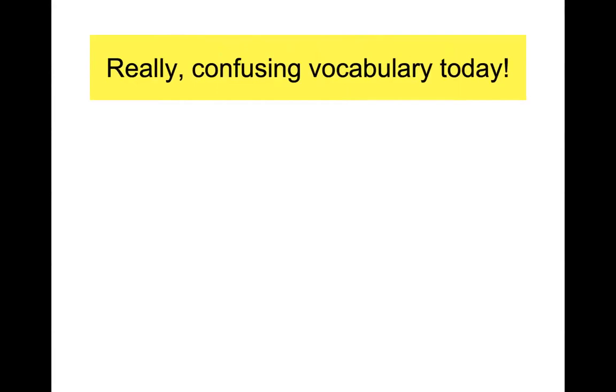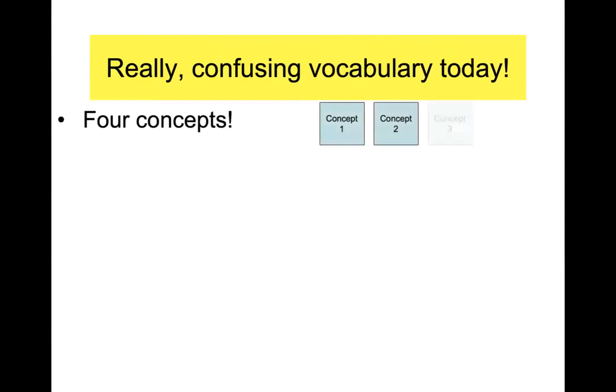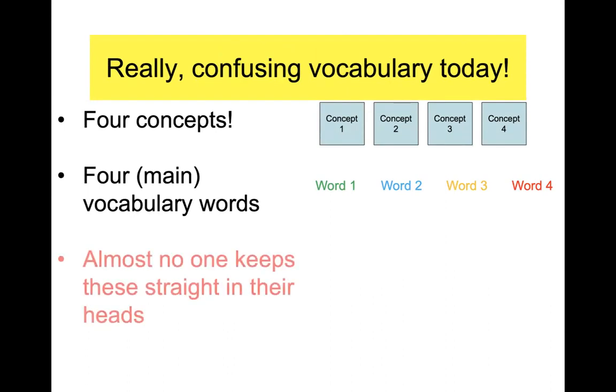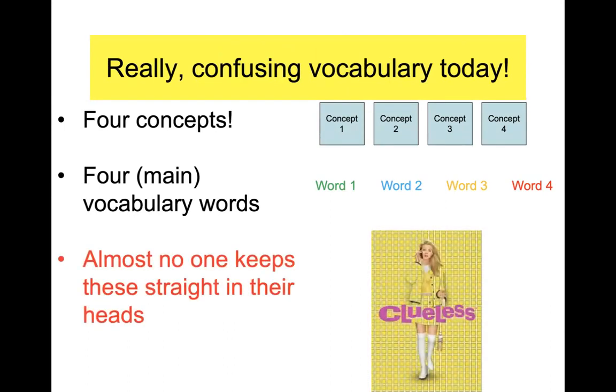So very confusing vocabulary today. Make sure everything goes in your book of truth. There's going to be 4 concepts. So 1, 2, 3, 4. And for each concept, we're going to get vocabulary words. These vocabulary words are not very descriptive. They are the correct vocabulary words. They just don't help you. Some vocabulary words are very descriptive in what they do. None of these are very descriptive. Nobody keeps these vocabulary words straight in their head. So having these written in your book of truth will go a long way.